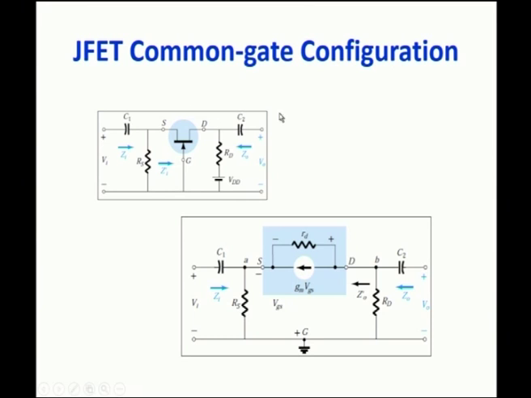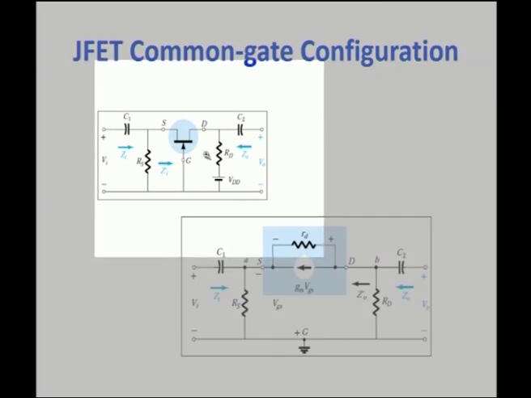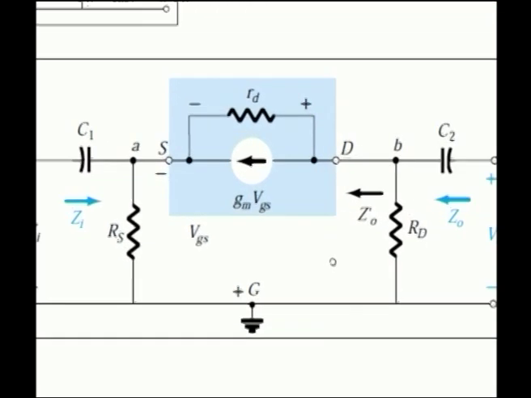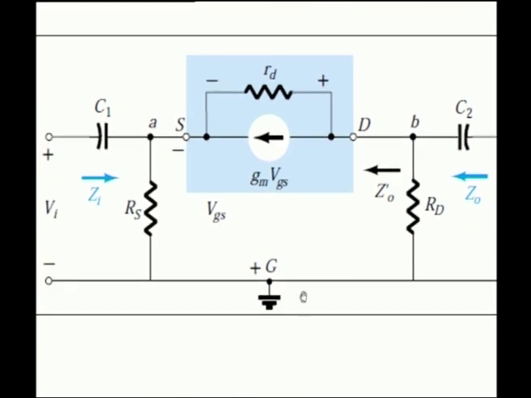And next is the common gate configuration. In the common gate configuration, the gate terminal is common to both the input and output terminals. The input is given to the source terminal and the output is taken across the drain terminal, and we know that these are the resistances used for biasing the FET transistor. Zi is calculated here and Zo is calculated at this end. What you have to do is replace this FET with its AC equivalent model. So, if you replace it, this is the AC equivalent circuit.